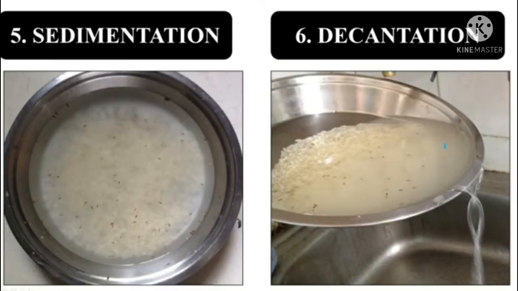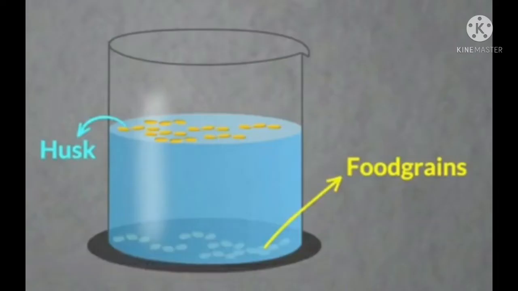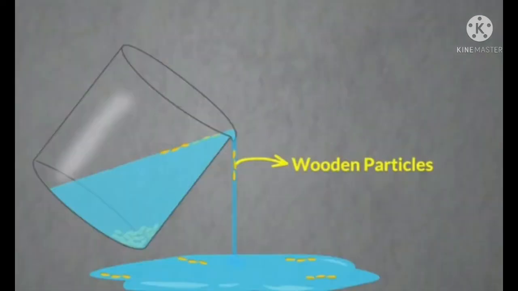We often use this technique when we cook rice or pulses. We wash them before cooking, and the rice or pulses remain in the water as sediments, and the lighter impurities float on the water. So, when we decant this water, the lighter impurities come out with the water. And this is how we can separate impurities from pulses or rice by using the sedimentation and decantation technique.